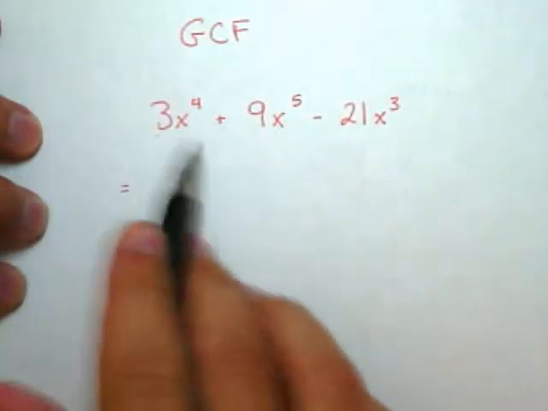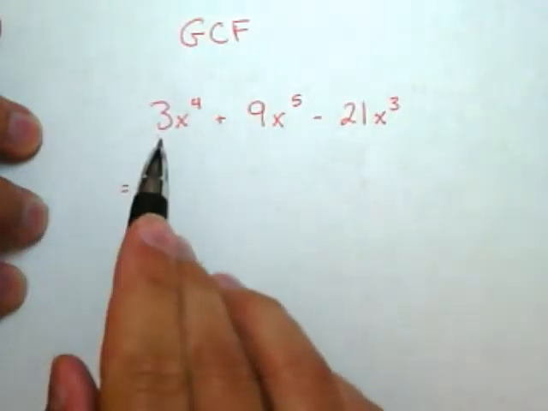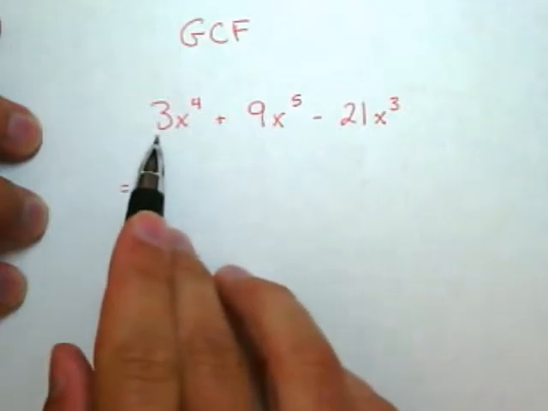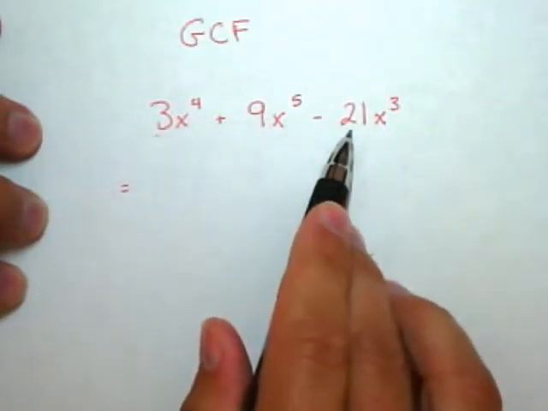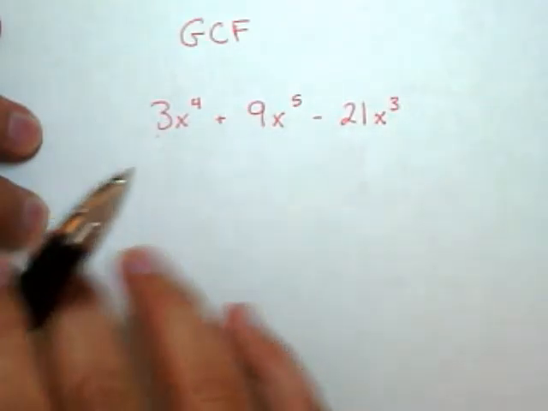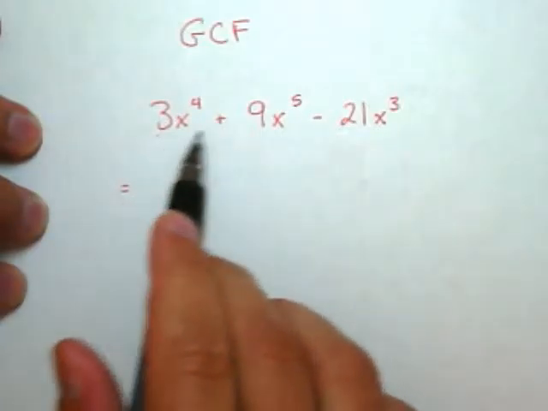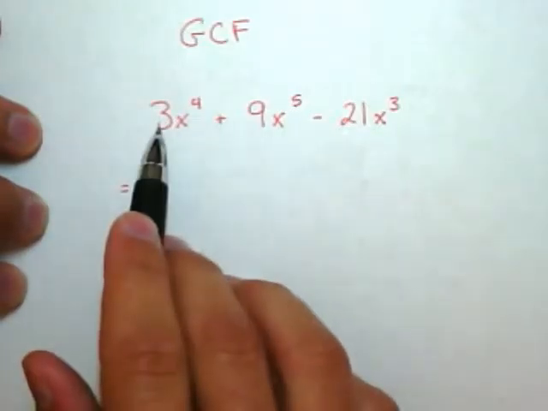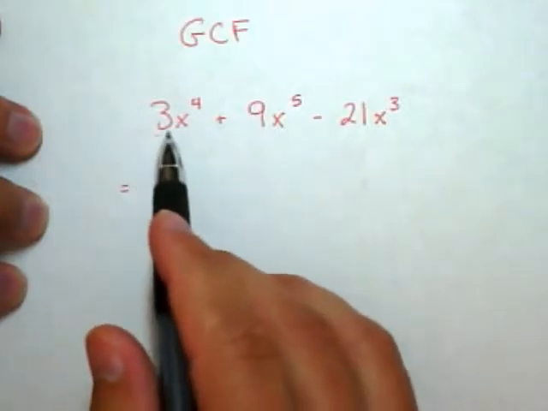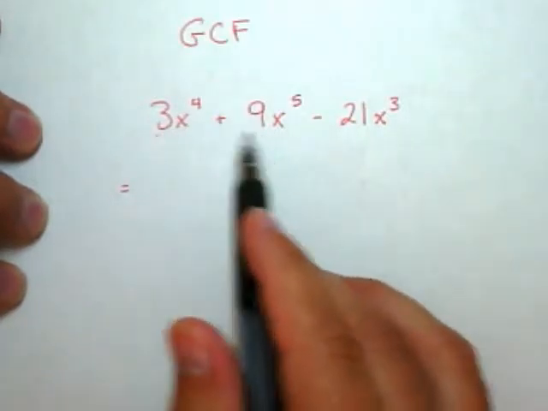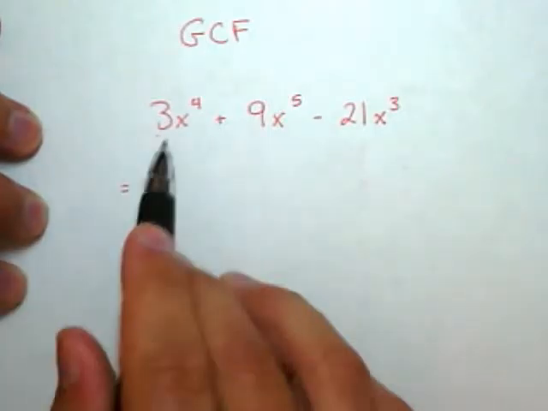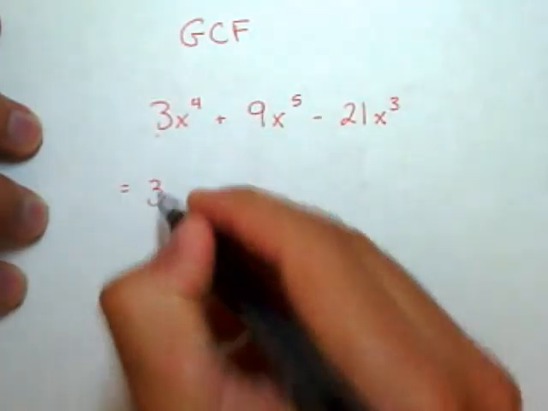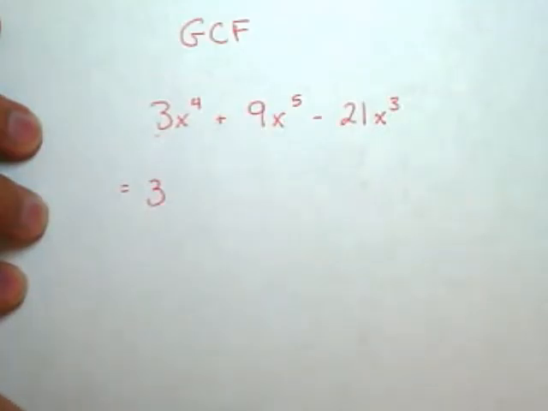Well, just kind of remembering back to what we started with, let's look at our lowest number first. 3. Does 3 go into 3? Yes. Does 3 go into 9? Yes. Does 3 go into 21? Yes. We can't go past 3. You can't go to 9 because 9 doesn't go into 3. You can't go to 6 because yes, 3 goes into 6, but we can't go past our lowest number. So we're going to say that 3 is our greatest common factor for our numbers.